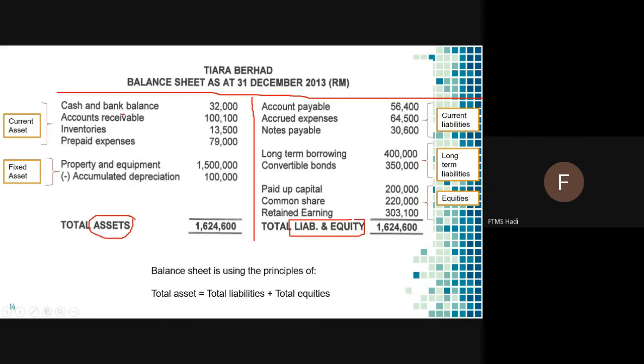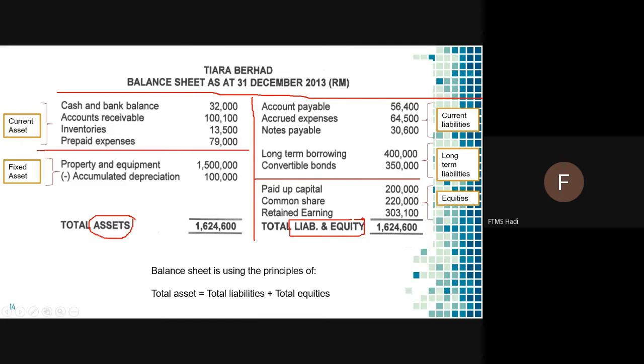In the left side, asset is divided into two sections, which are current asset and fixed asset. At the right side, we divide into two sections, which is liabilities, and then the liabilities are also divided into two sections, current liabilities and long-term liabilities, and then the final part, which is equity.